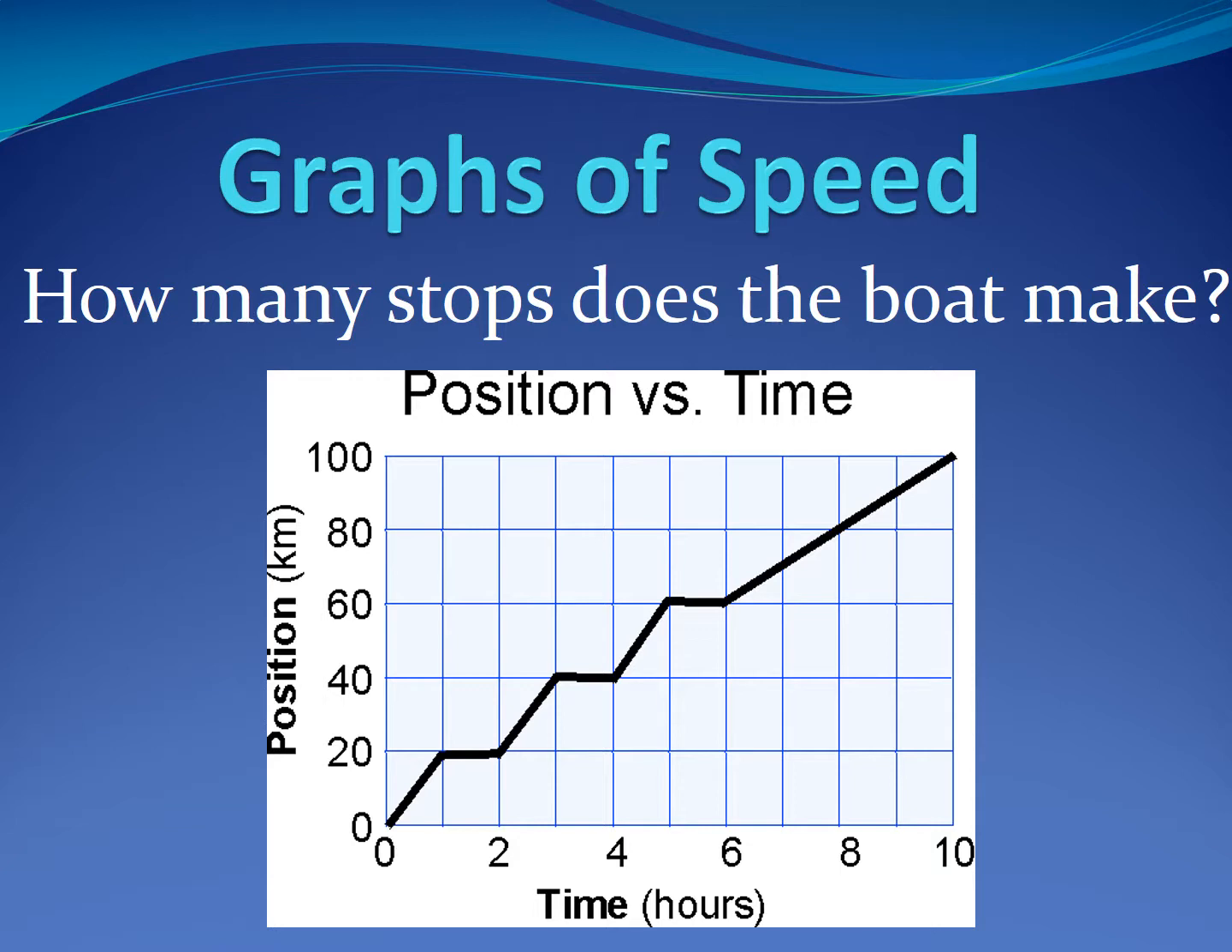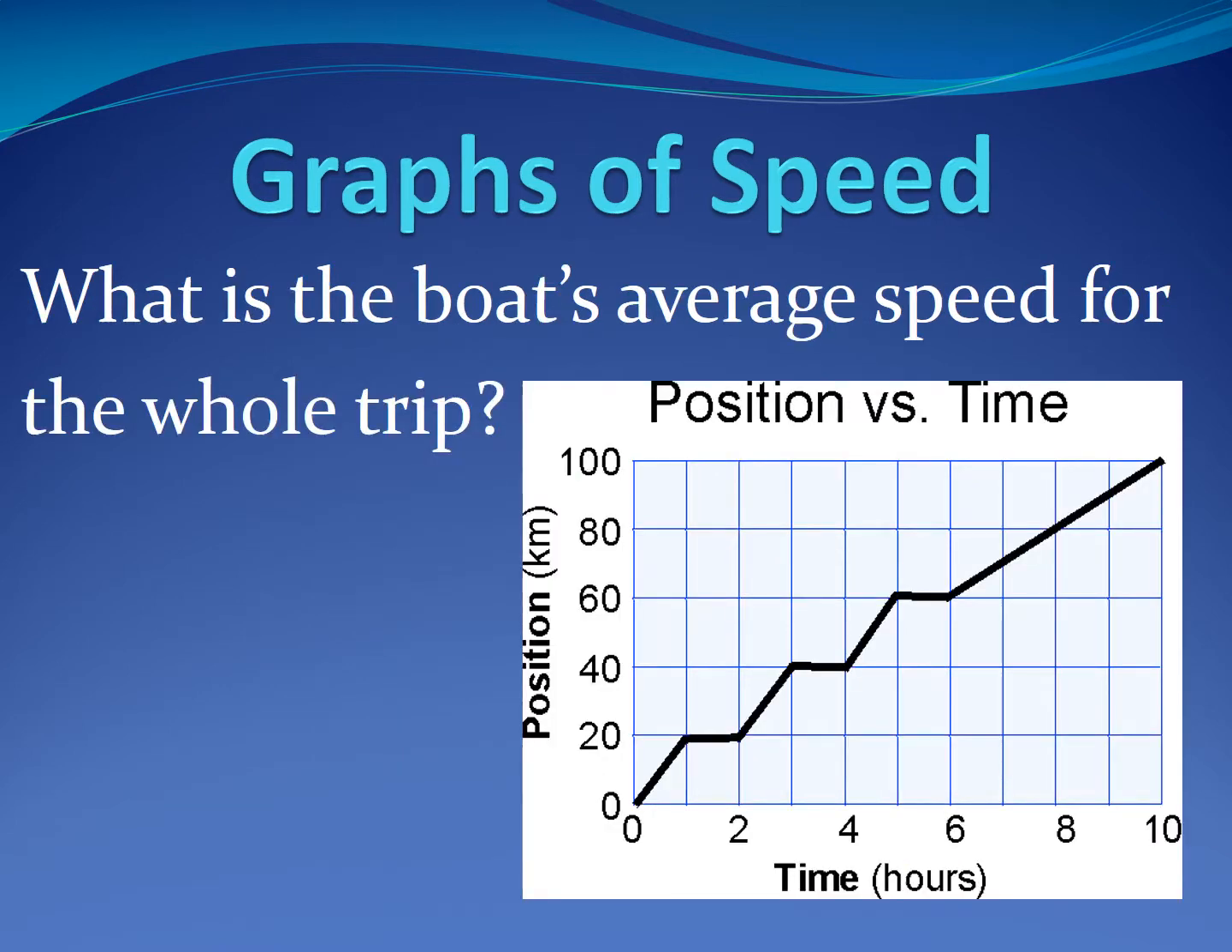So how many stops does this boat make? If we look at this graph and we know that it's a position time graph, we know that in this type of graph, a horizontal line represents stops. So I see 3 horizontal lines, which means it made 3 stops.